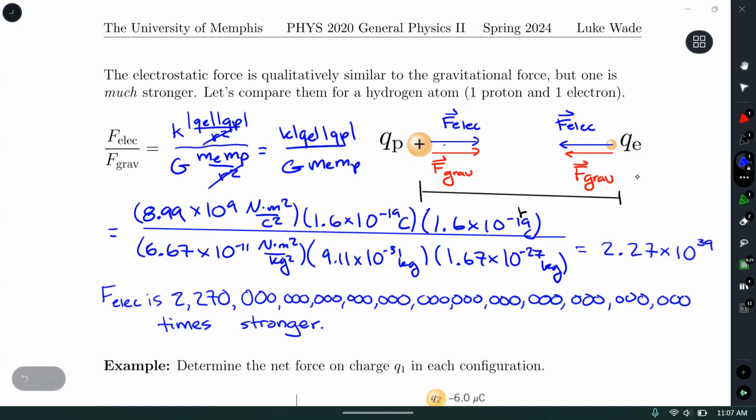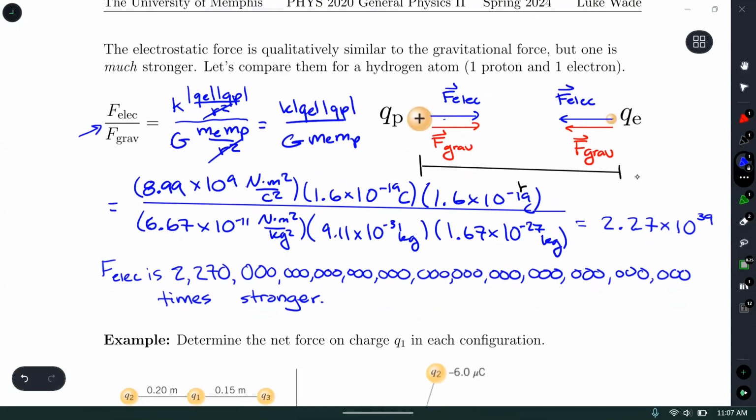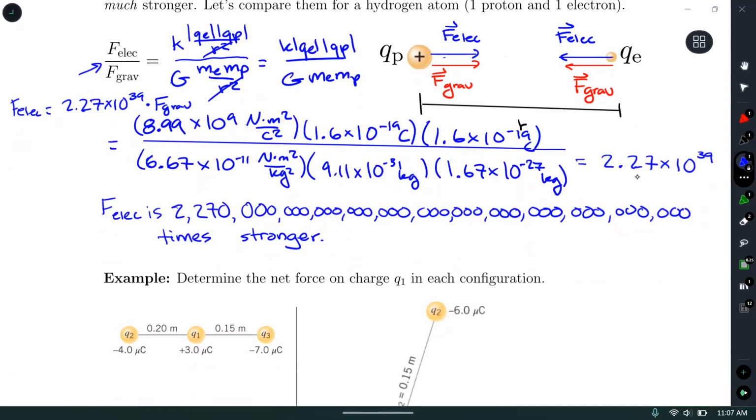Why are we saying electric is stronger again? The answer is that up at the beginning, I'm saying electric divided by gravitational. So you could also look at this as, all right, I multiply both sides by F gravitational. It ends up saying F electric equals 2.27 times 10 to the 39 times F gravitational. So I'm saying the electric force is that many times greater. And that's a number bigger than 1. So that means F electric is larger.